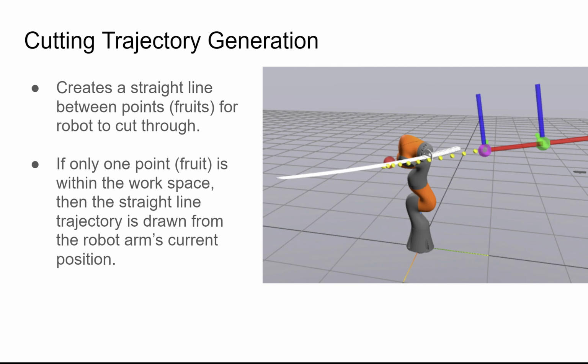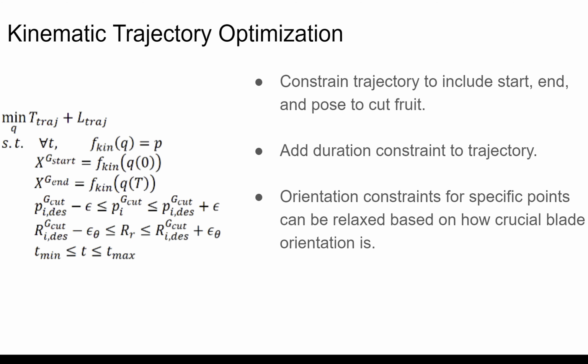To actually get the robot to cut fruit, we first had to generate a trajectory for the blade. If there was one fruit present in the workspace, we draw a straight line from the robot's current position to the fruit. If there were 2, we draw a straight line between the 2 fruit. We then ran kinematic trajectory optimization, which includes position constraints for the start, end, and fruit cutting position. We'd also add a duration constraint to the trajectory.